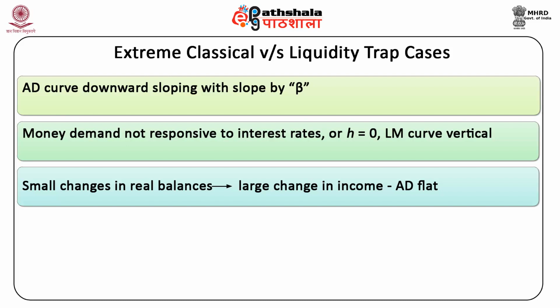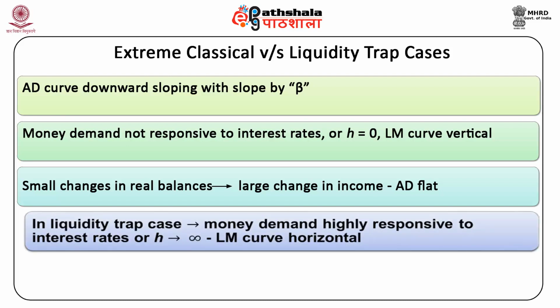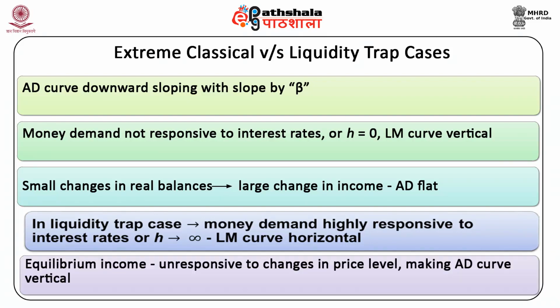On the other hand, in the liquidity trap case, money demand is highly responsive to interest rates, or H approaches infinity, making the LM curve horizontal. In such a scenario, equilibrium income or spending becomes unresponsive to the changes in the price level, making the aggregate demand curve vertical.